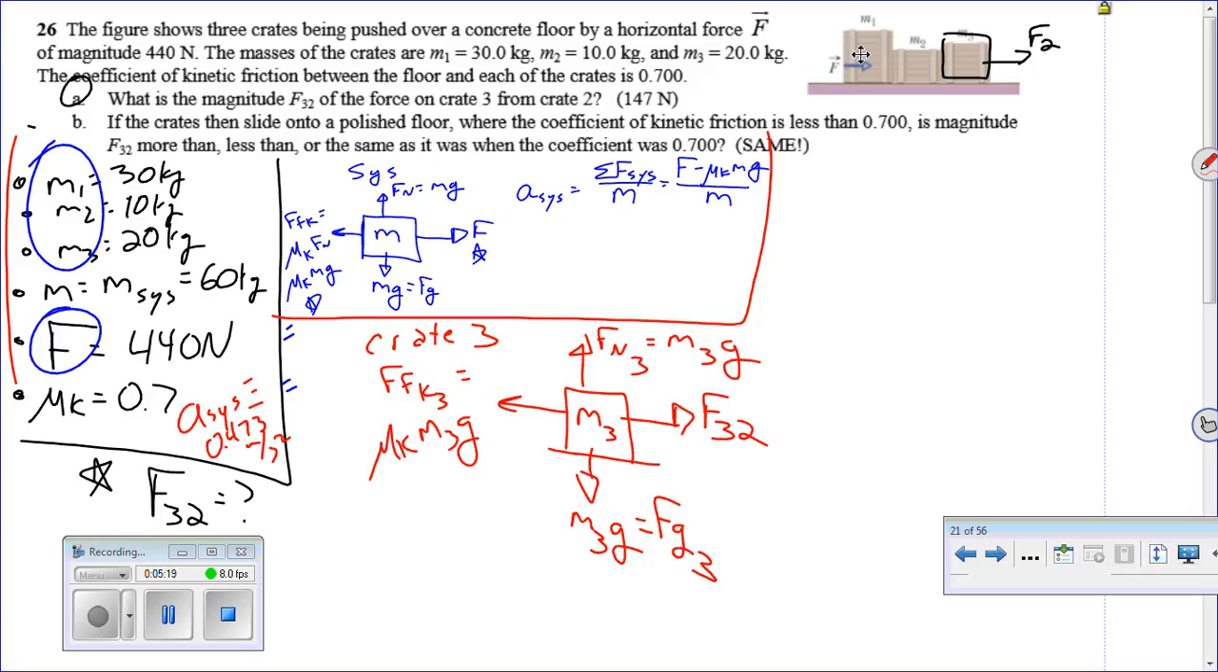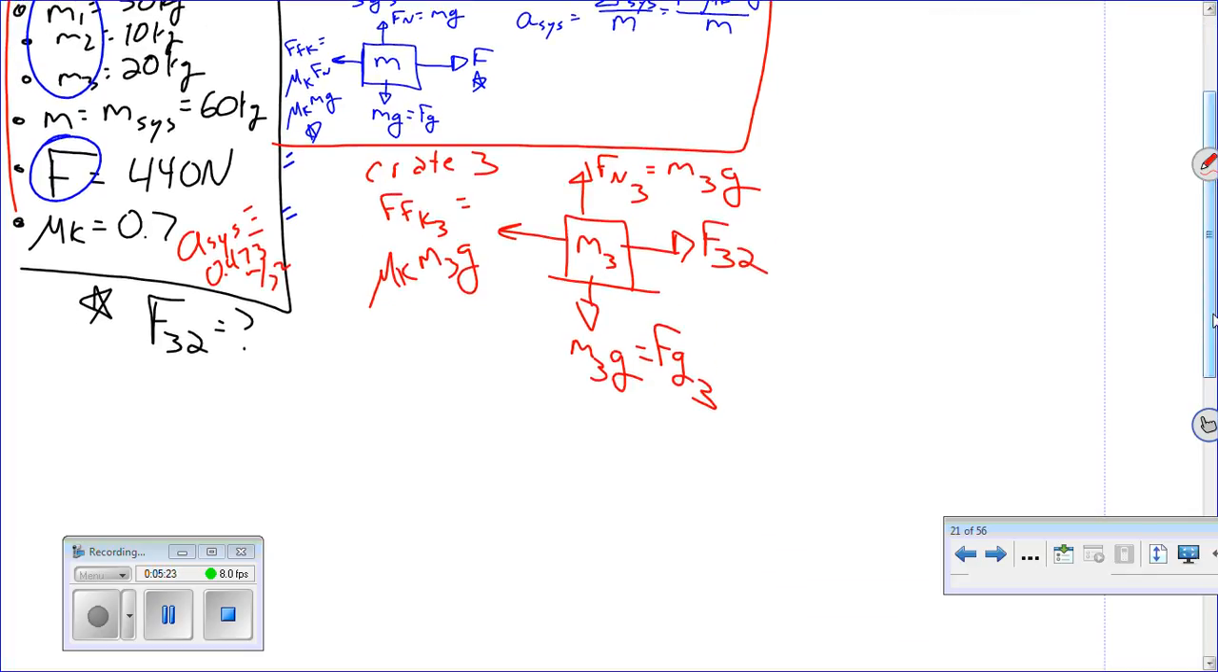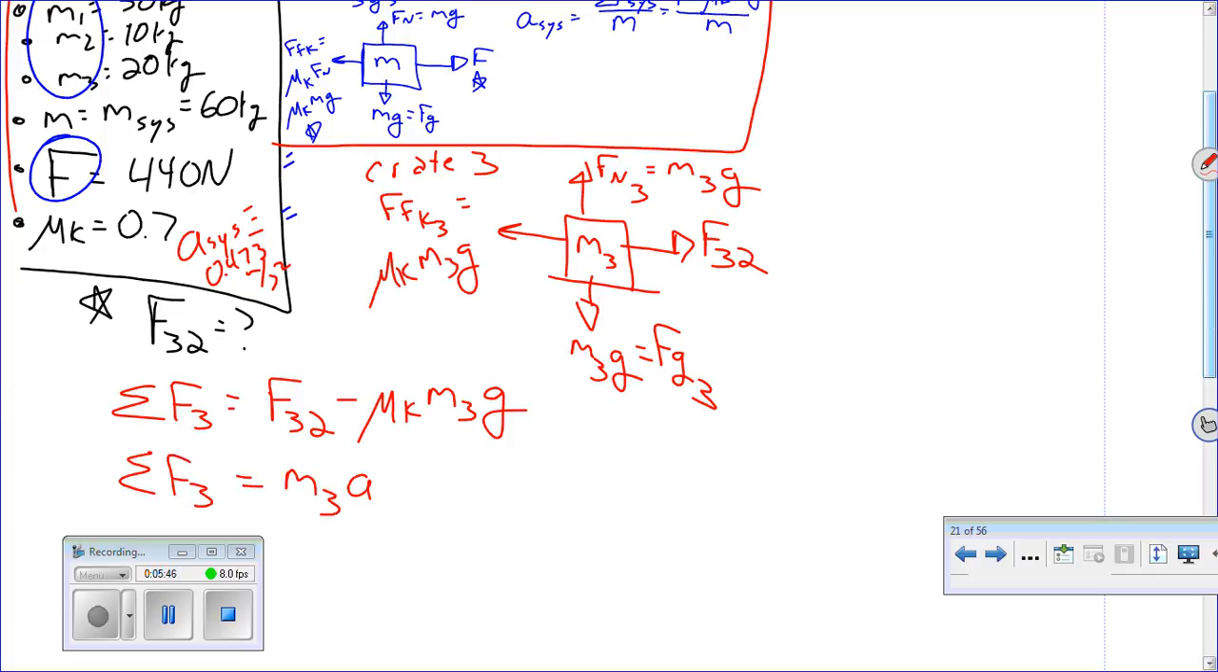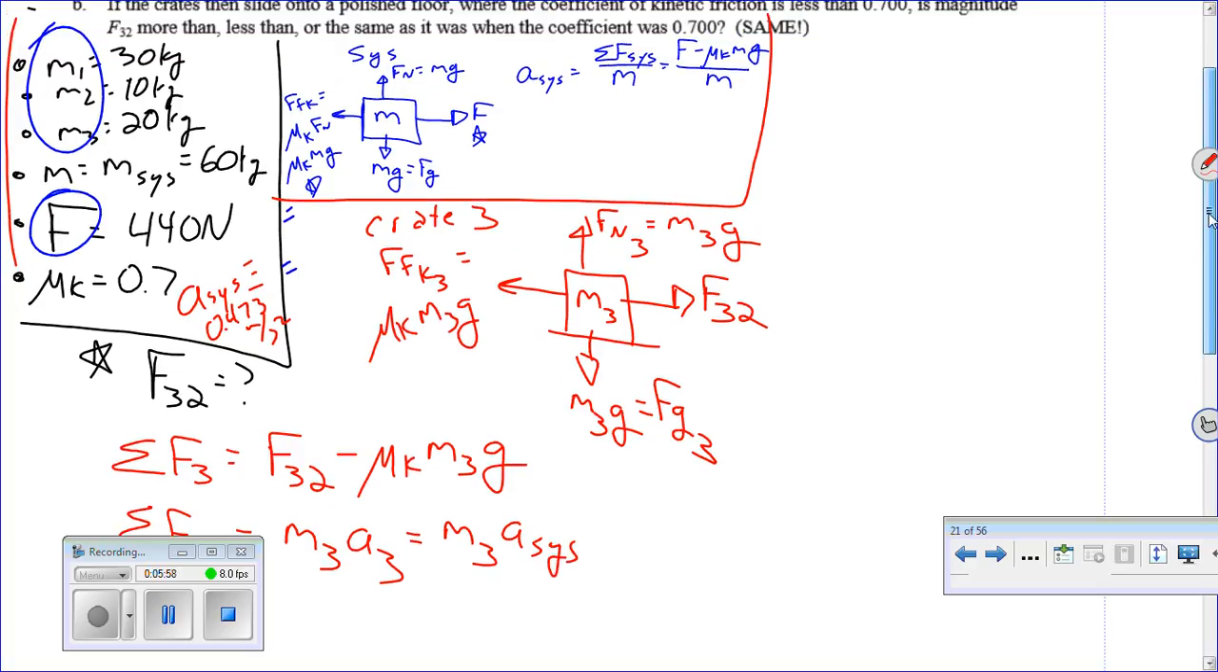Here's the deal. I know I'm going to write two different expressions for the net force on this thing. So for crate 3, here's what I know. The net force on crate 3 is the force on box 3 from 2 minus the coefficient of kinetic friction times mass 3 times g. But I also know that the net force on 3 is equal to the mass of 3 times the acceleration of 3, which is equal to the mass of 3 times the acceleration of the system, because the whole system is going to move together. And we know that up here, here's the acceleration of the system. So this becomes m3 times (F minus mu k times m times g) all over m.